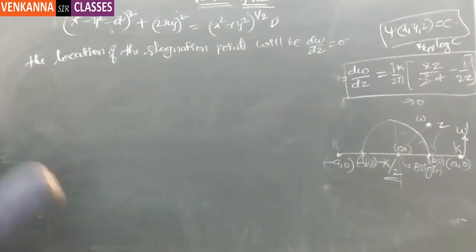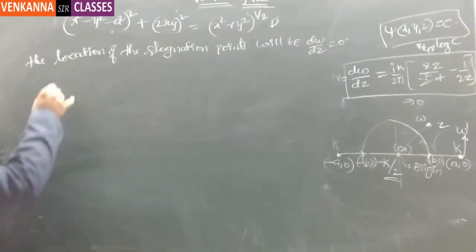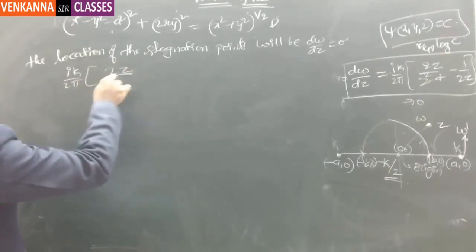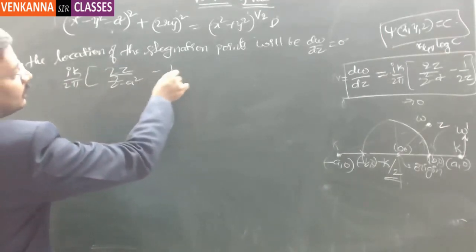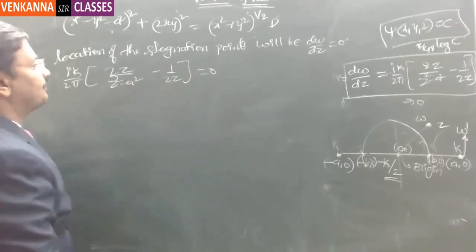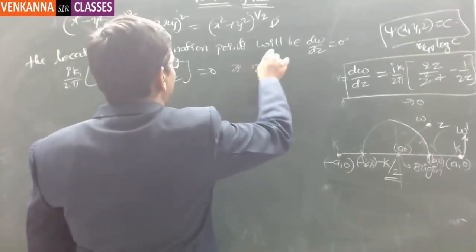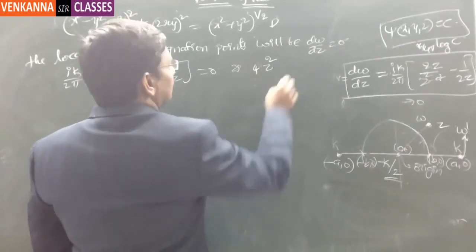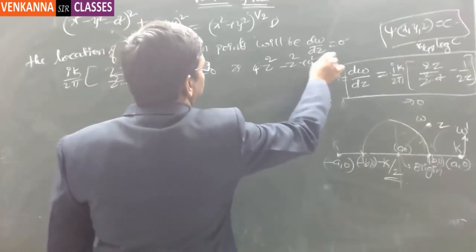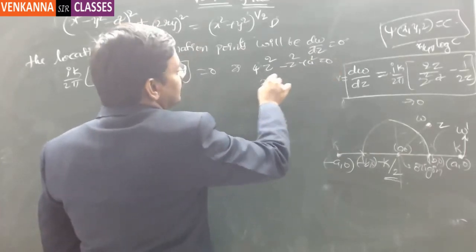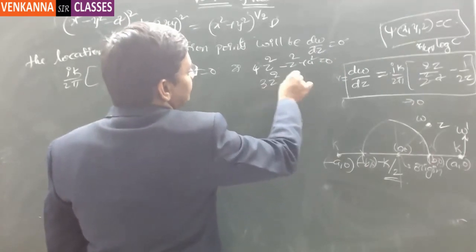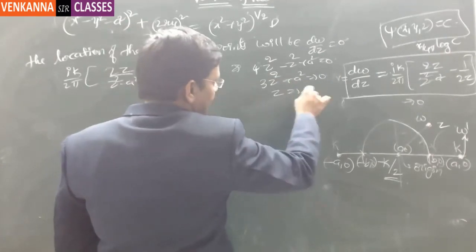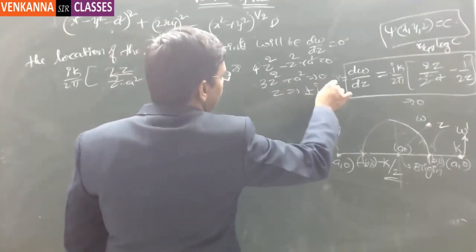So dw by dz is nothing but the complex velocity. Now dw by dz, I got that ik by 2 pi times of 2z by z square minus a square minus 1 by 2z, and this equated to 0. Then it implies 4z square minus z square plus a square equal to 0, or 3z square equal to minus a square, or z is equal to plus or minus ia by root 3.